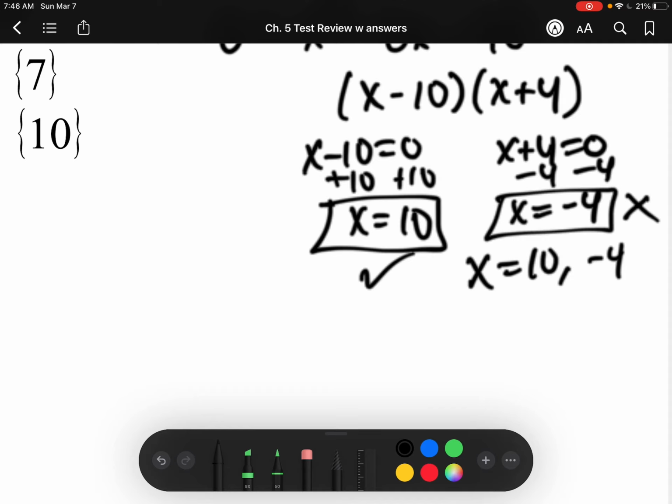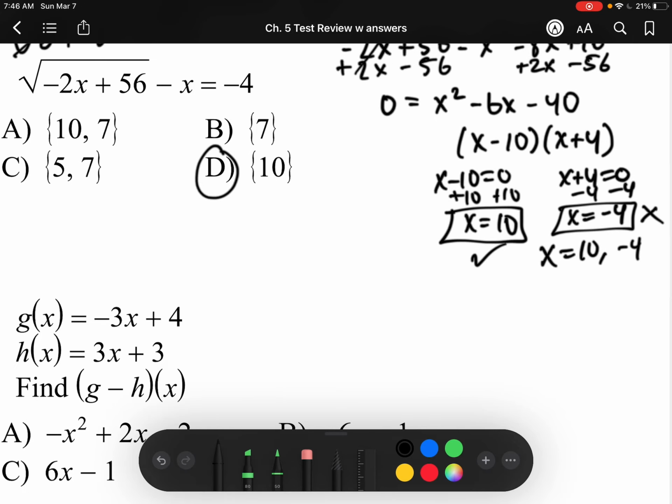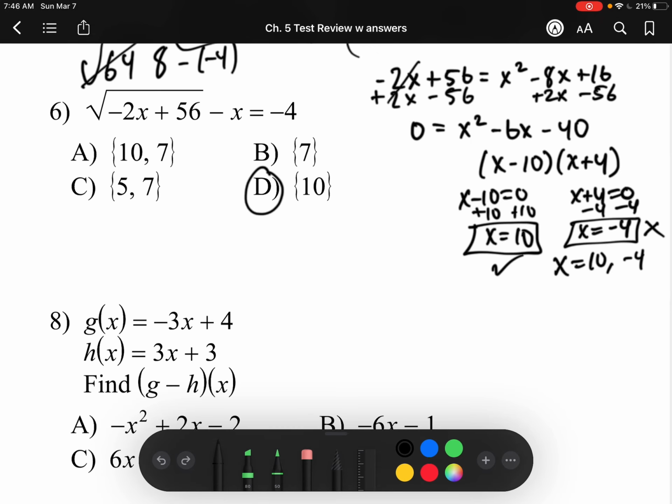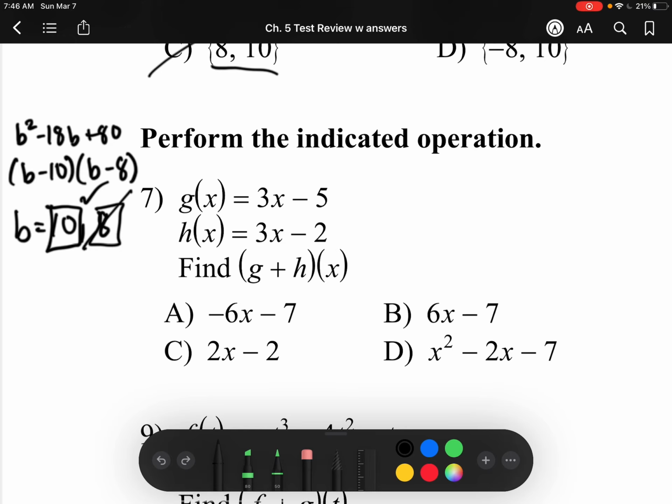So my only solution is x is equal to 10. So the answer is, oh, and look, we had two answers for x, and 4 wasn't an option in any of them. So if you would have thought about it, you would have been like, okay, well, 10's the only option. So my answer is D. All right, so moving on to number 7.